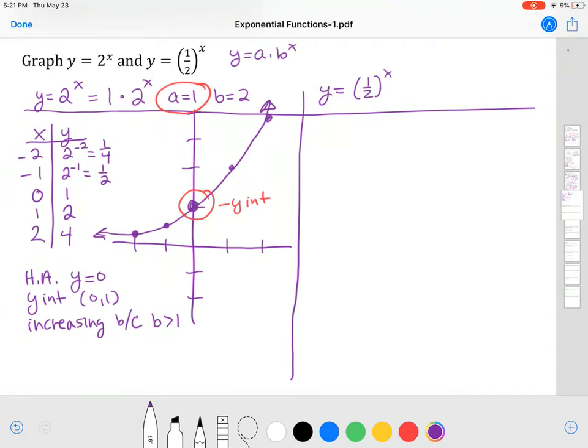Okay, now if we look at this other function, I'm going to plot the same points. I'm going to plug in -2 for x, so I have 1/2 to the power of -2. So if I take 1/2 and square it, that's 1/2 times 1/2, which is 1/4. And the negative sign tells me to flip it upside down. So the 1/4 becomes a 4. Now I'm going to plug in -1. So I have 1/2 to the -1. 1/2 to the +1 would just be 1/2. And the negative in the exponent tells me to flip it upside down, so this becomes a 2.